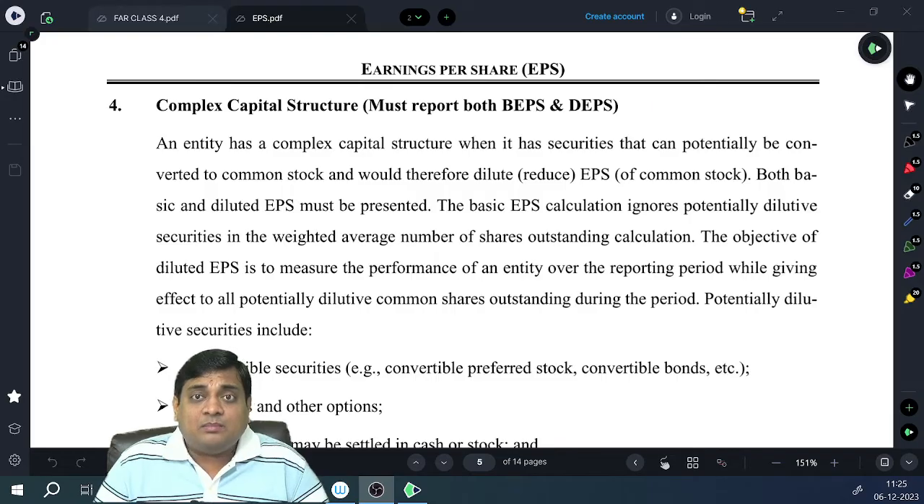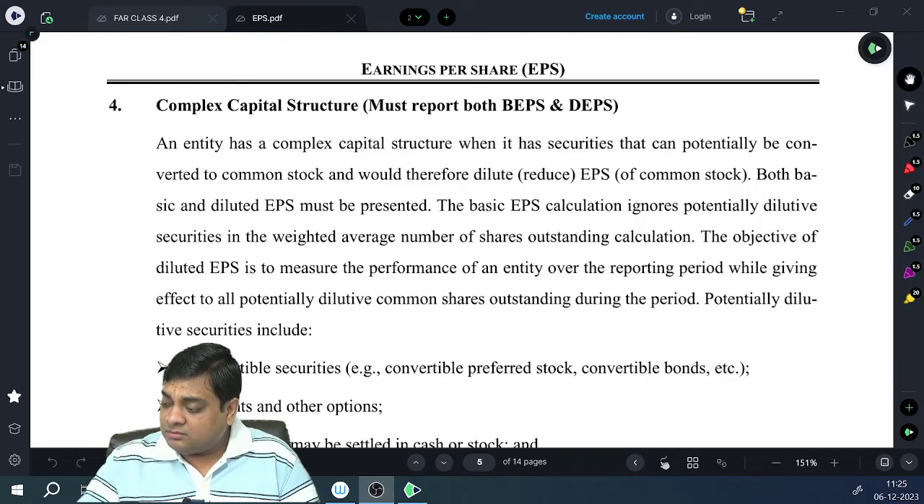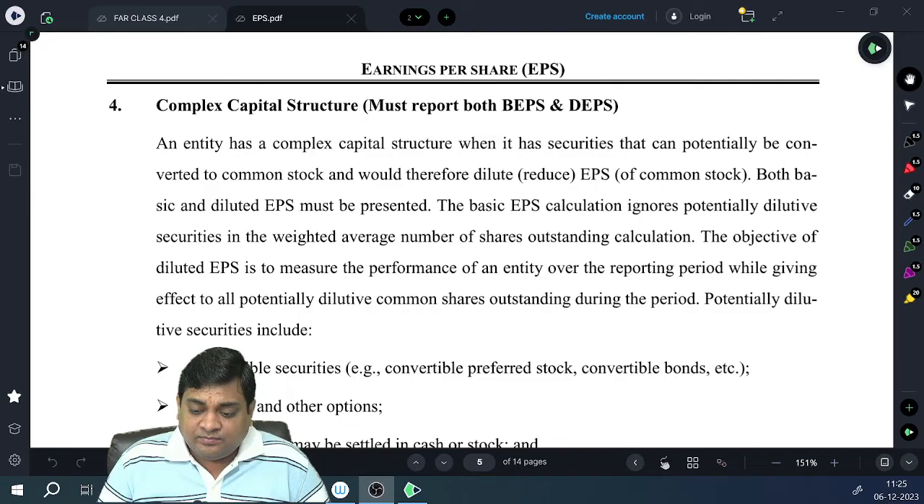While we learned basic earning per share, we learned how to calculate profit available for equity shareholders, and we also learned how to calculate the weighted average number of outstanding common stock. While calculating the weighted average number of outstanding common stock, we need to note that for bonus shares, that is stock dividend, we need to ignore the time. We need to consider it for the full year. Same is the case with stock split and reverse stock split. Today we will learn how to calculate diluted earning per share, right?